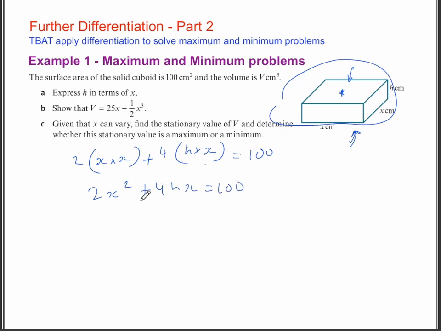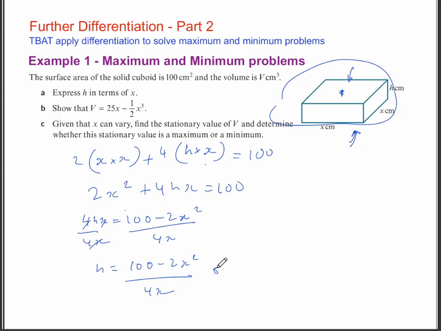We need to make h the subject. So we can subtract 2x squared on both sides. We get 4hx equals 100 minus 2x squared. Then we can divide by 4x on both sides, and we get that h is equal to (100 minus 2x squared) over 4x. Or we can even do it separately, where we get 25 over x minus a half x, and that's going to equal h.